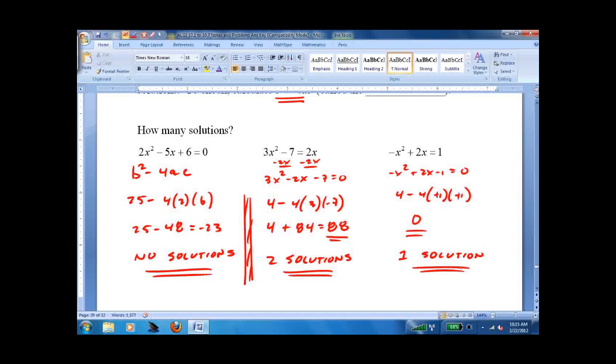You can do the whole problem if you want, but if you want to be faster with it, you do the discriminant first. Saves you a little bit of time. A lot of practice here, a lot of work. Good luck.